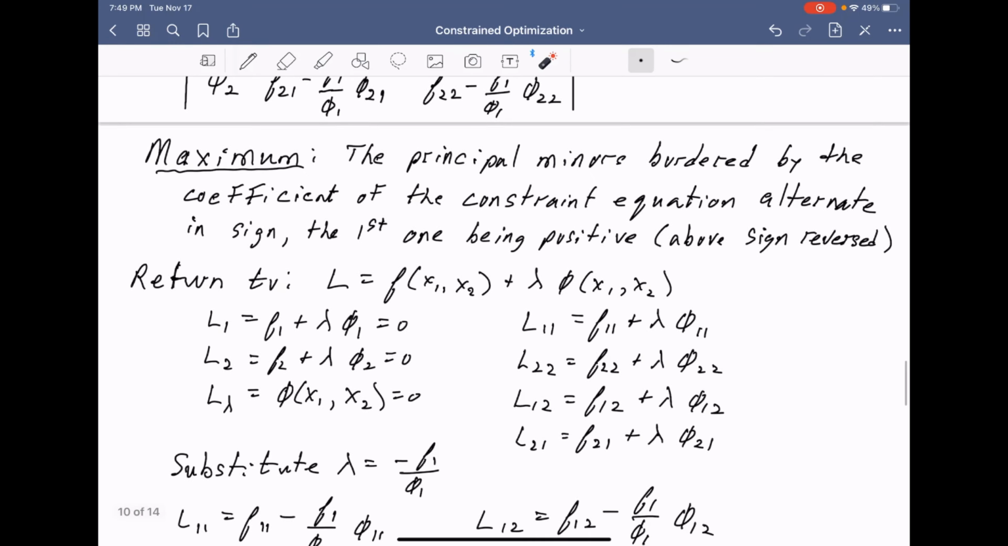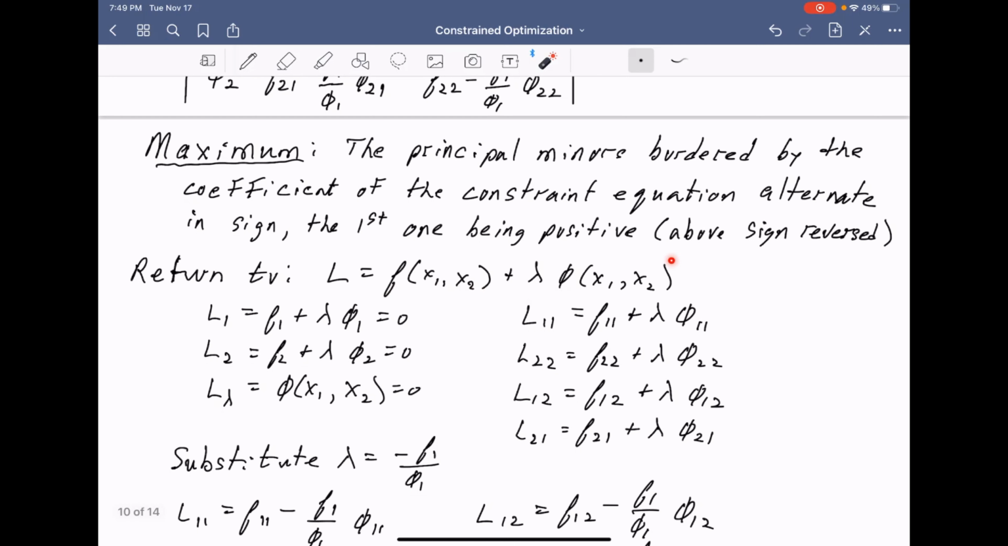So let's return to this Lagrangian here, and let's take the first partial derivatives with respect to x1, x2, and lambda. That gives us these results. And then let's take the second partial derivatives with respect to x1, x2, and then the cross derivatives. So we get that f1.